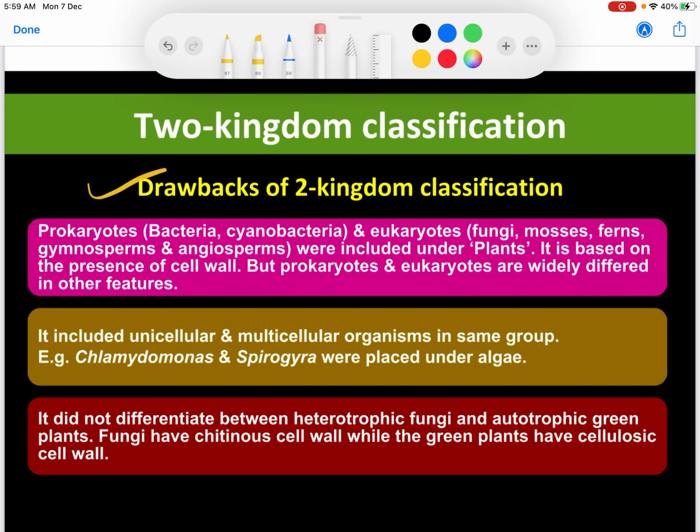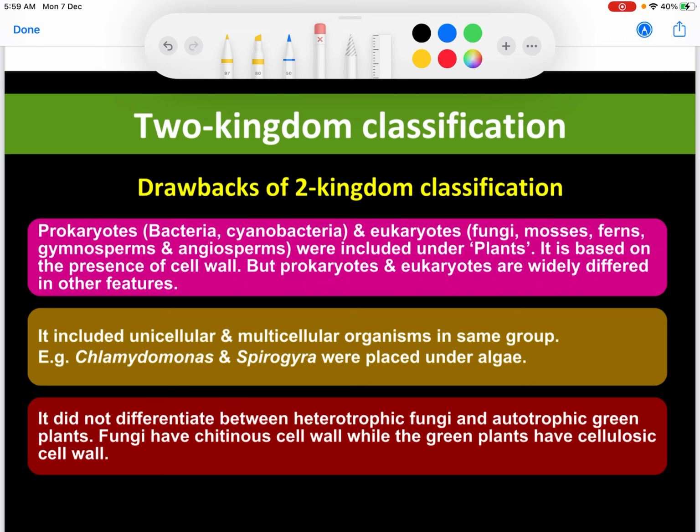Number two, it is also a mixture of unicellular and multicellular organisms altogether, in the same group. For example, Chlamydomonas and Spirogyra were included under algae. So Spirogyra is multicellular, Chlamydomonas is unicellular, both are placed into a single group. So it is also not logical.